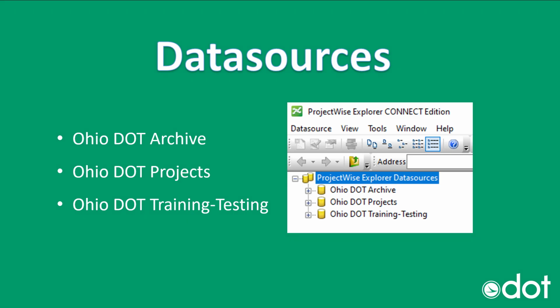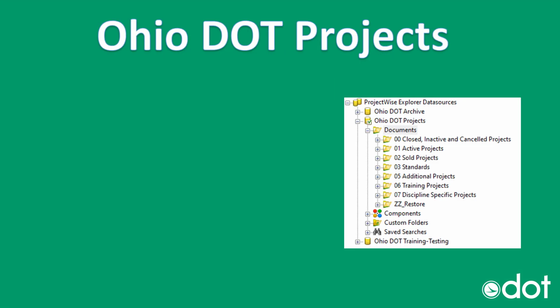Now that I've gone over some of the data sources that are housed within ProjectWise Explorer for ODOT, let's go ahead and go over the folder structure for the OHDOT Projects data source. As you can see here, we do have a documents folder. Once you expand that, you'll see that we do have a 00 closed, inactive, or canceled projects folder. What is this folder? It is archived project data and is used for complete or canceled projects.